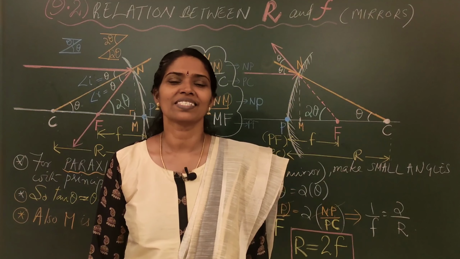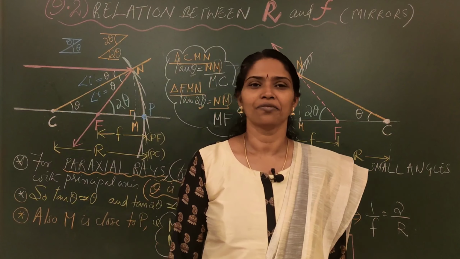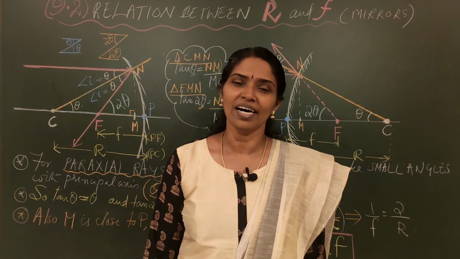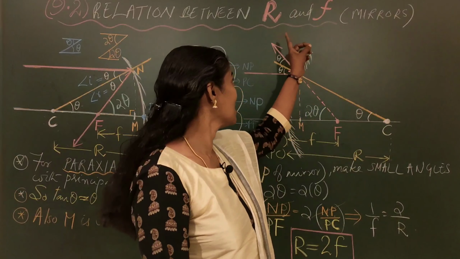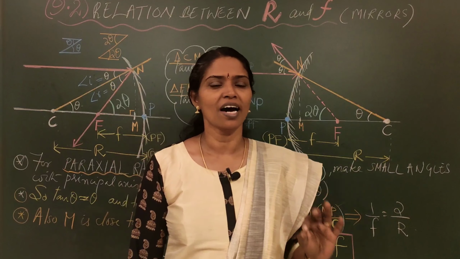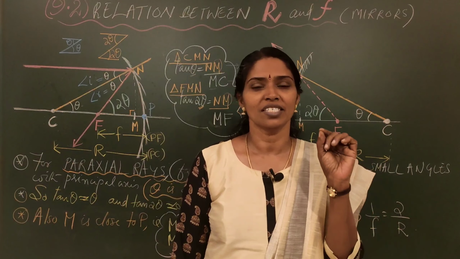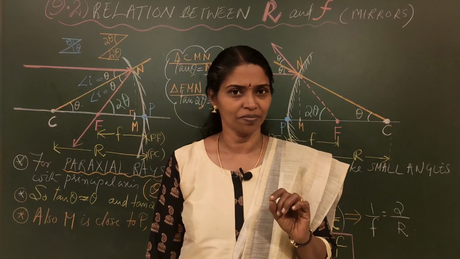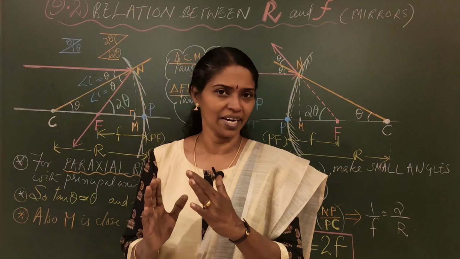Welcome to Yamuna's Physics. Today we have to find out the relation between R and F. Capital R, small f. You know the terminology? Capital R for radius of curvature, small f for focal length. So let's straight away come to the diagram.